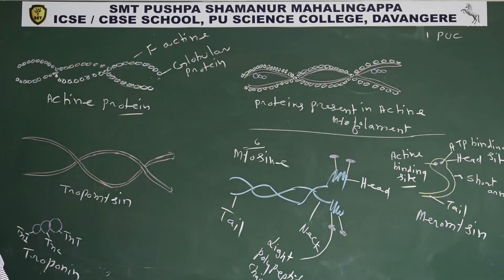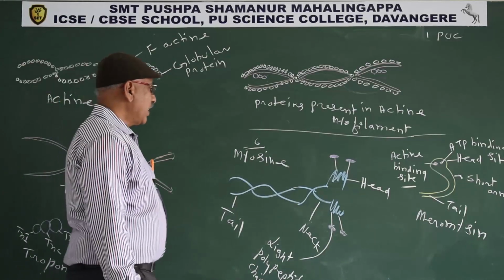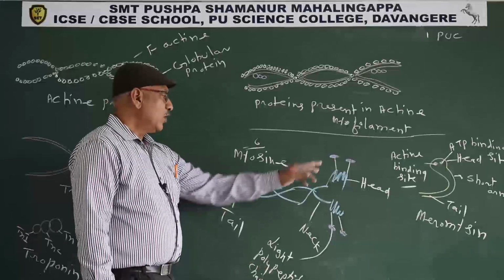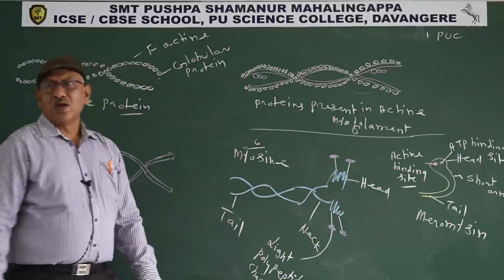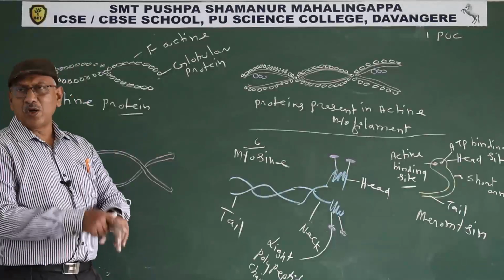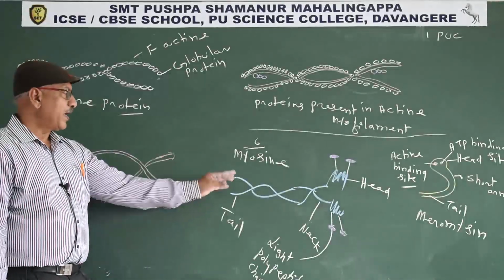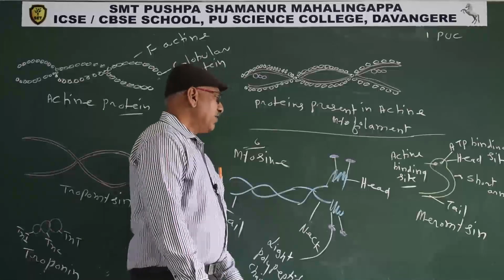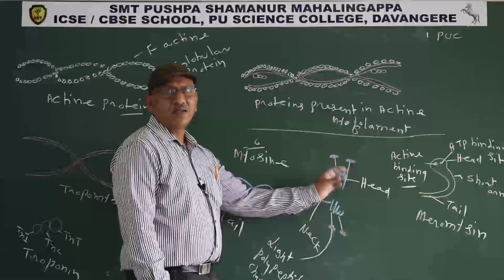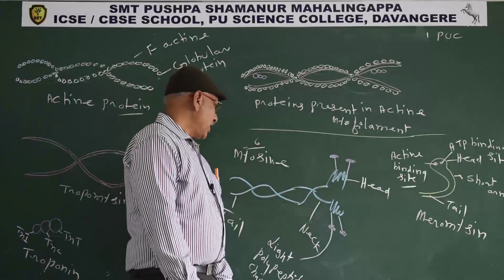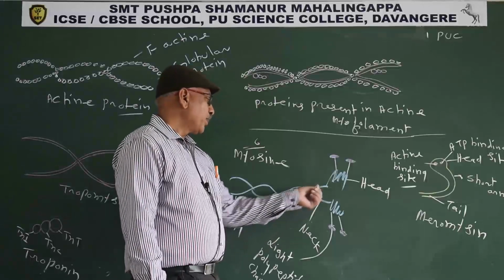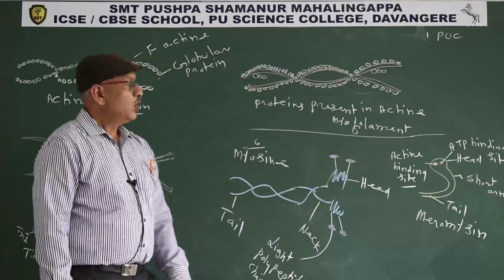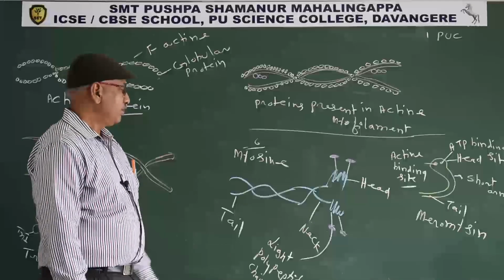So next one is myosin protein. Myosin protein contains 6 polypeptide chains, 2 heavy polypeptide chains and 4 light polypeptide chains. On one end, 2 heavy polypeptide chains coil, as a result a tail is formed. On the other end, the heavy polypeptide chains fold, as a result a neck is formed. So myosin protein contains 1 tail, 2 necks and 2 heads. Each head attaches to 2 light polypeptide chains.